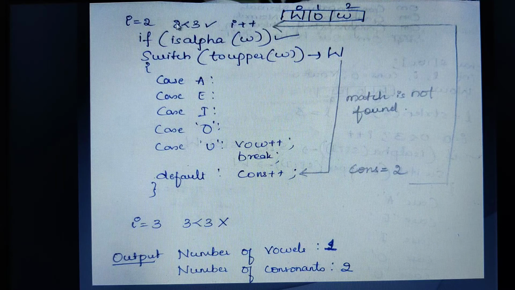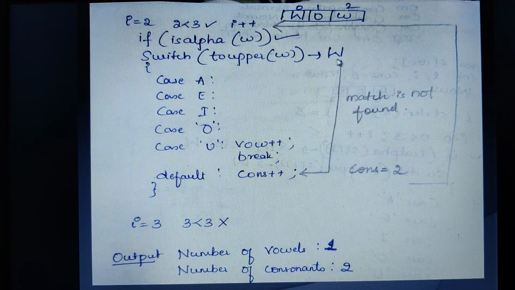Since this condition is true, I am pointing to this particular location, s of i. That means s of 2. What is the value there? That is the character W. Because this condition is satisfied, again we are going to convert this given character into uppercase, and after conversion I am getting the W in uppercase. Then finally we are making an entry into the switch case here.